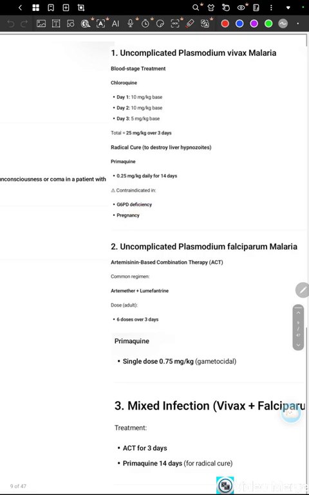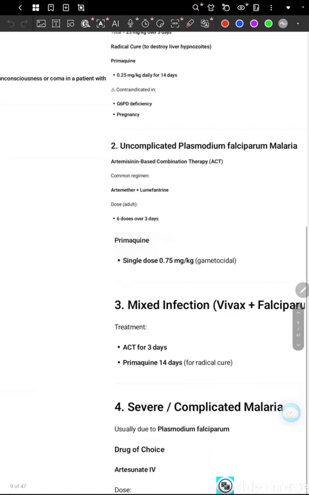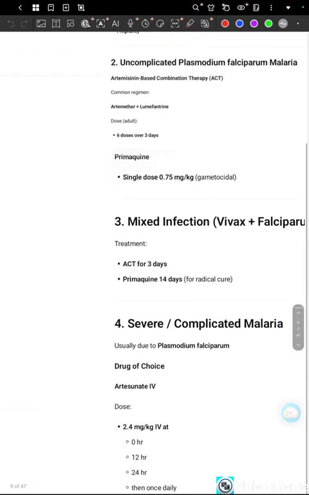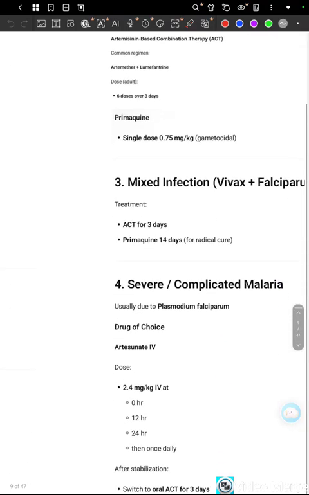Uncomplicated Plasmodium falciparum malaria, artemisinin combination therapy is given, or artemether lumefantrine is given in case of Northeast India. 6 doses are given over 3 days, and Primaquine single dose 0.75 mg per kg is given. Then mixed infection, Plasmodium vivax and falciparum. The treatment is artemisinin combination therapy for 3 days and Primaquine for 14 days.